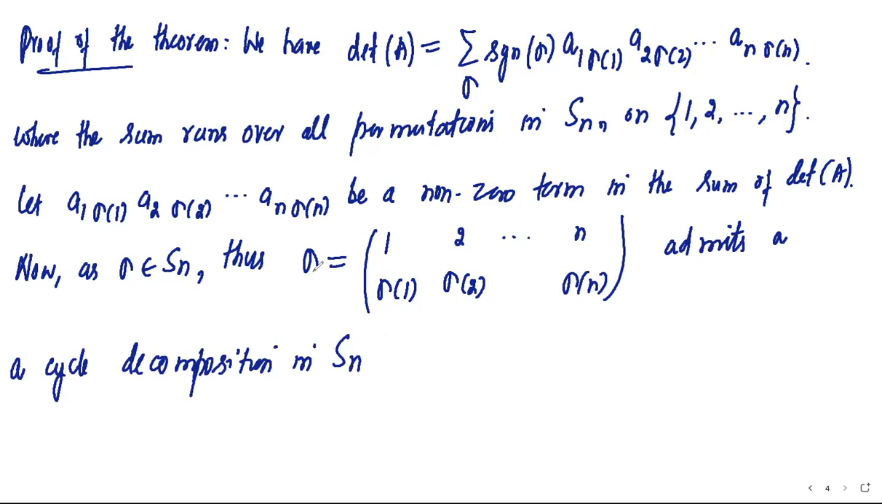And now the cycles of this sigma, we will just take up the non-identity cycles, that is the cycles of length at least 2. That means this sigma admits a cycle decomposition where the lengths of the cycles are either 2 or bigger than 2. Now here we will treat a cycle of length 2 in this permutation as an edge, and we will treat a cycle of length higher than 2 by identifying it with a cycle in the elementary subgraph.